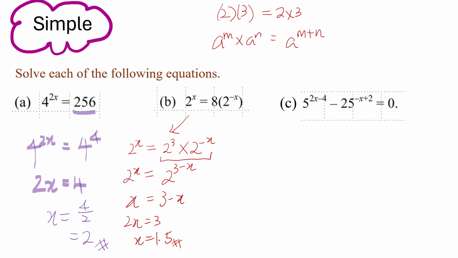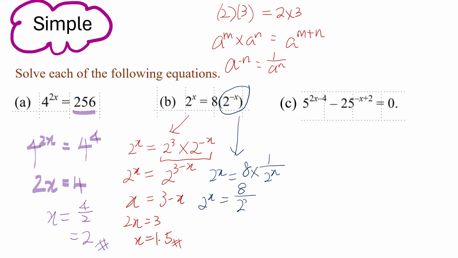Now in case you don't want to do it this way, some of you may try to do it using this method, and that's perfectly fine, which means you just change this negative index to the positive form. All right, so that gives you 8 over 2 to the power of x, and you can just cross multiply on both sides, which means you multiply by 2 to the power of x. So you have 2 to the power of x times 2 to the power of x gives you 8. That will give you 2 to the power of 2x, and 8 will be 2 to the power of 3. And from there, you get 2x equals 3, x equals 1.5.